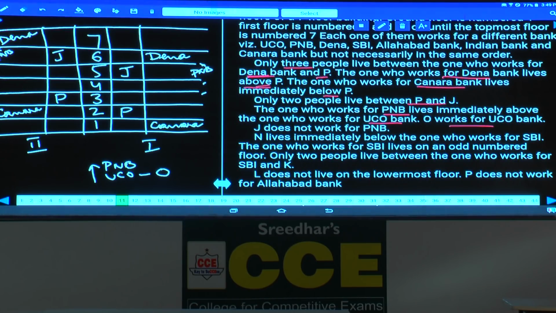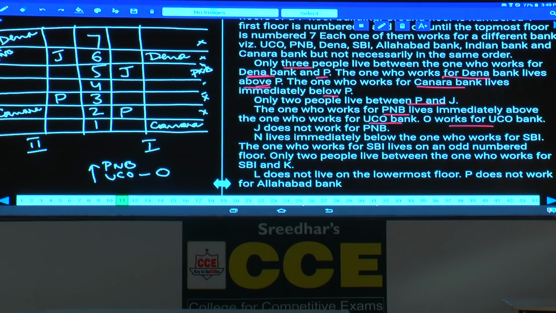PNB cannot be at this place. PNB cannot be on floor 6. PNB cannot be on floor 5. Then tell me, PNB cannot be on floor 2, isn't it? Because if PNB is on floor 2, then UCO Bank must be on floor 1, which is not possible. Then tell me whether PNB is at this place or not, floor 3. PNB cannot be on floor 3 as well.